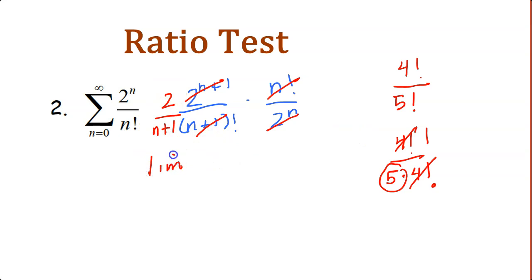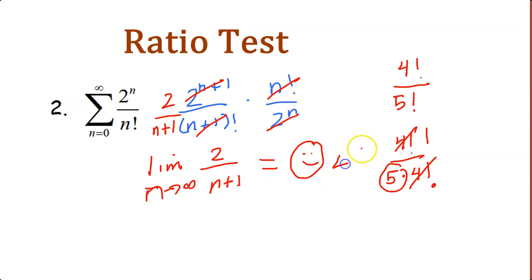So now we're allowed to apply the limit to our reduced expression. And as n approaches infinity, the 2 stays 2, the bottom grows without bound, and this ends up being a limit of 0. And 0 is definitely less than 1, therefore this series converges.